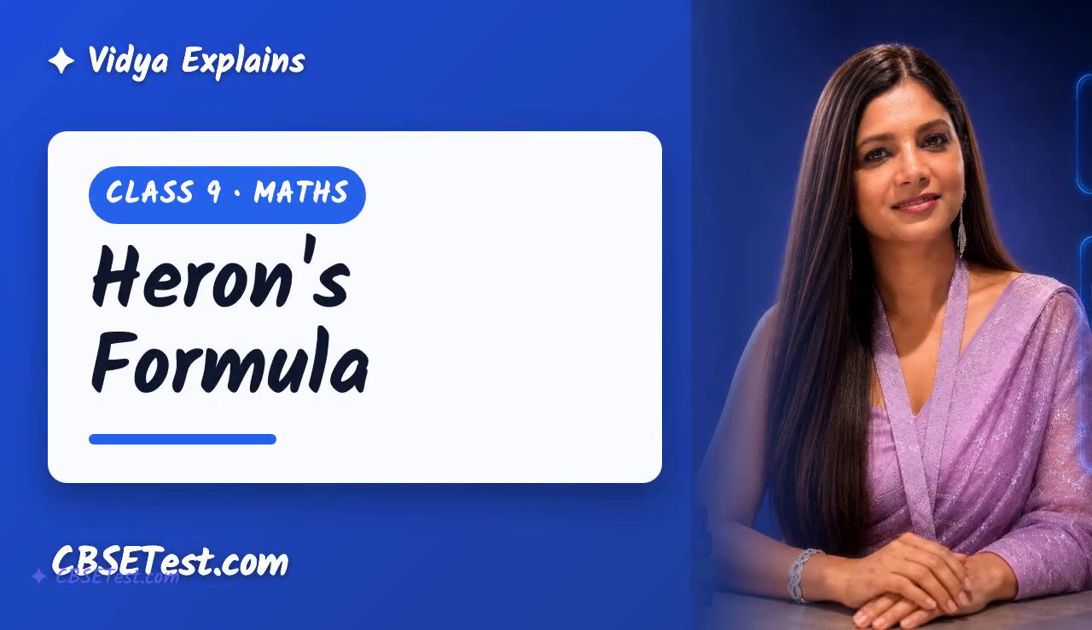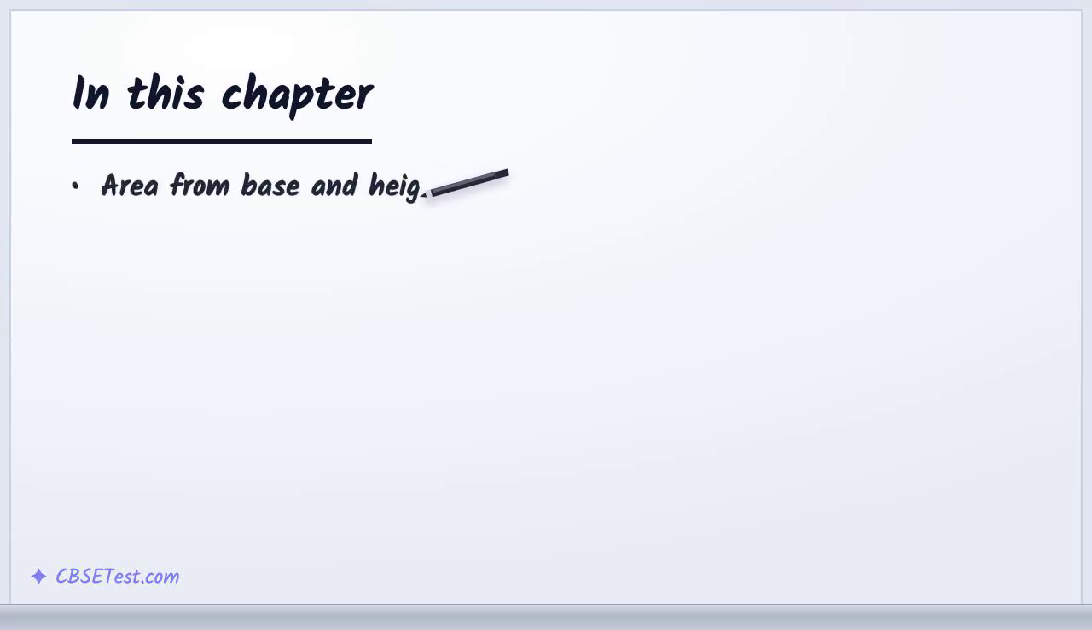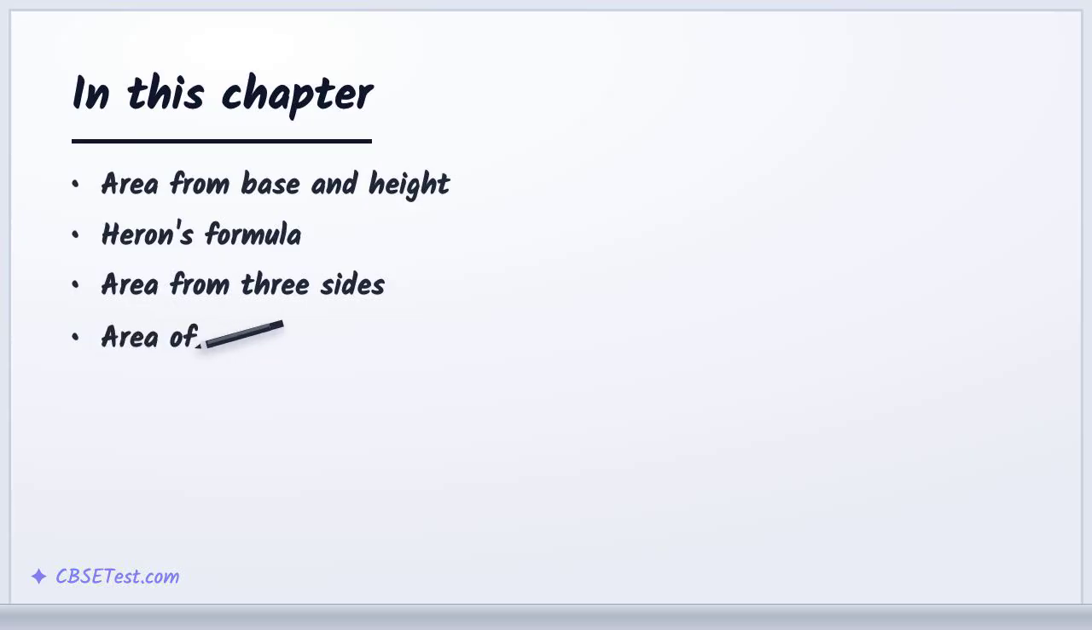Let's learn Heron's formula together, step by step. Sometimes we know a triangle's three sides, but not its height. Heron's formula lets us find the area from the sides alone. We'll learn it and apply it to triangles and quadrilaterals.